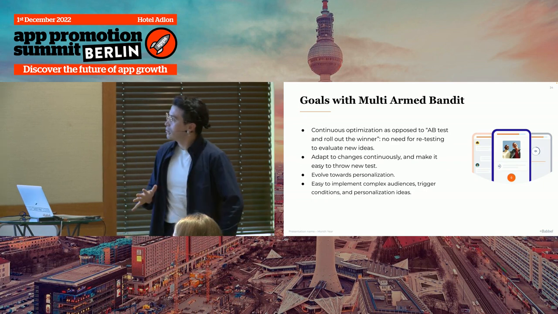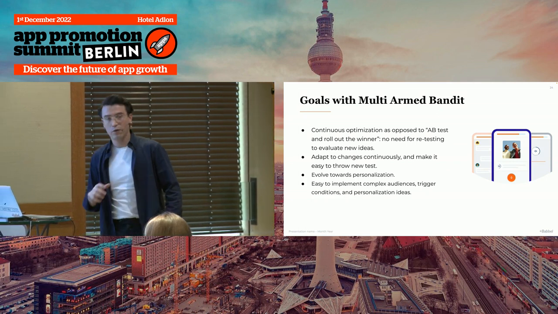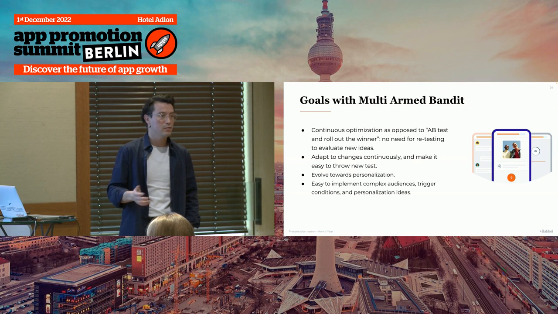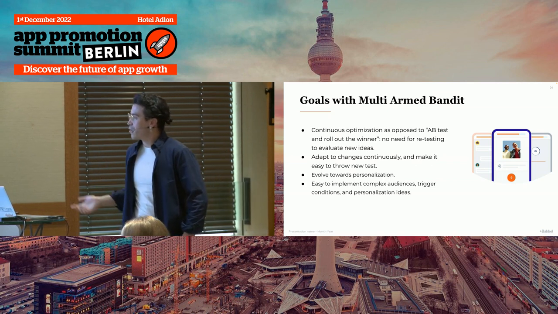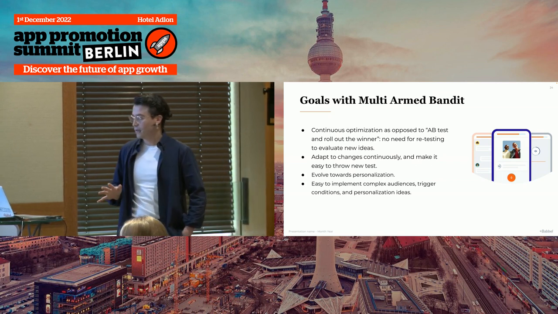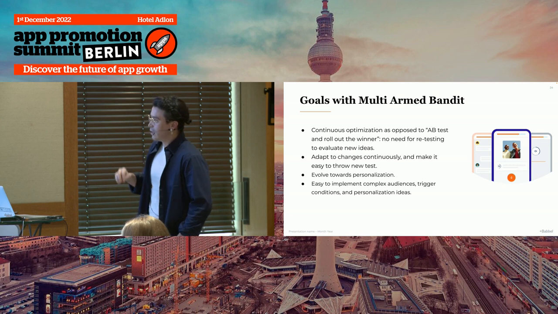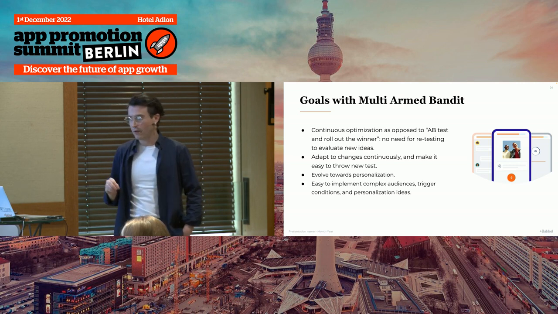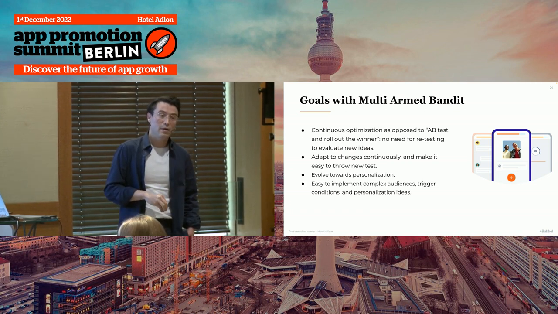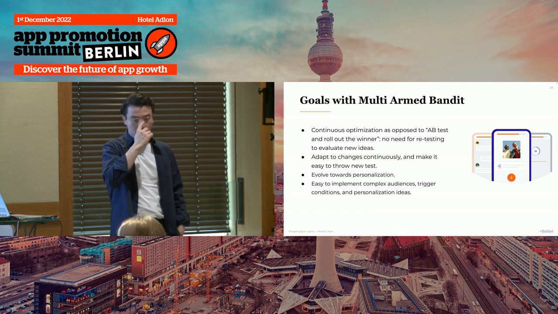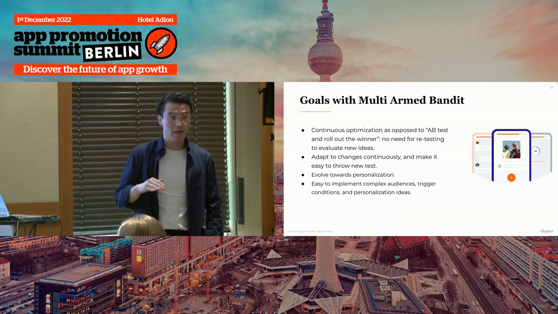In terms of goals, we started by asking what we want to achieve with this whole project at Babbel. For us as CRM, it's important to test everything every time: subject lines, banners, copywriting. Also, one of the most important is continuous optimization of our tests. The second is adapting to change continuously and making it easy to retest. The most important is personalization. In e-learning apps, we cannot generalize that everyone learns with the same methods.